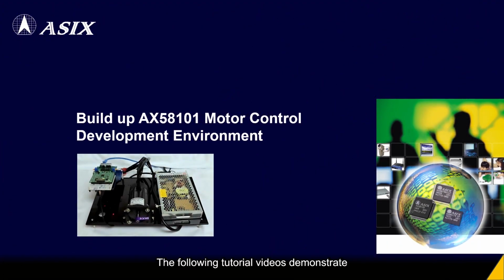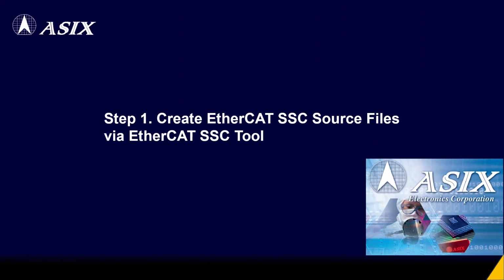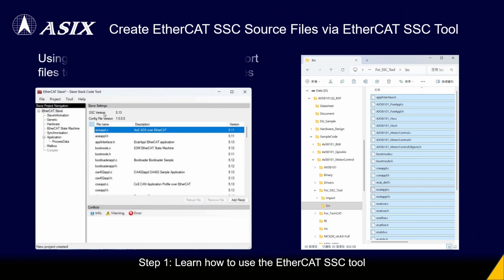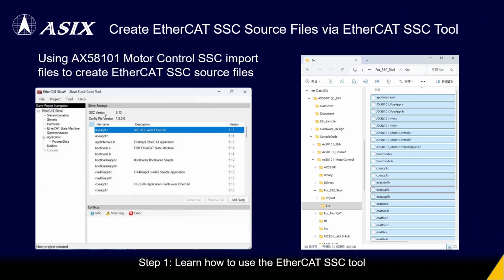The following tutorial videos demonstrate how to quickly set up the AX58101 EtherCAT motor control reference design development environment. Step 1. Learn how to use the EtherCAT SSC tool to import the SSC configuration file from the AX58101 motor control kit and generate the EtherCAT slave stack source code. Please watch below video for details.